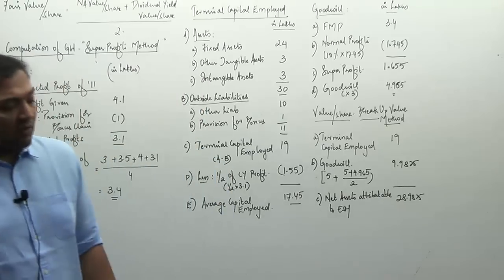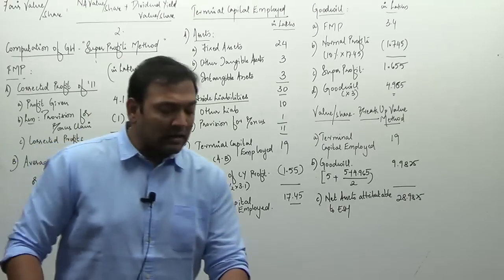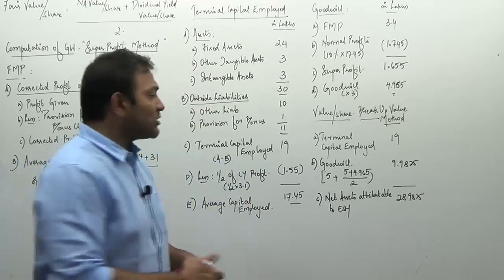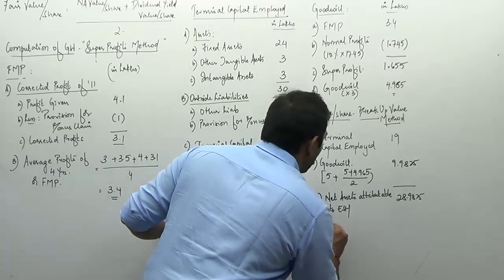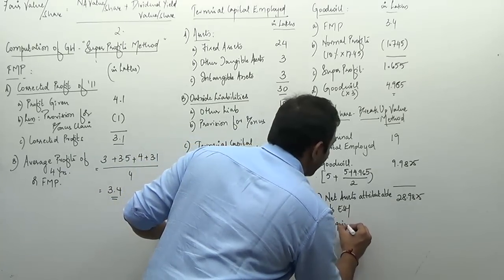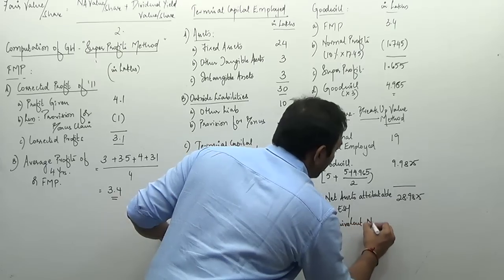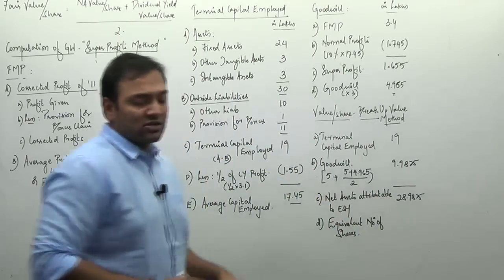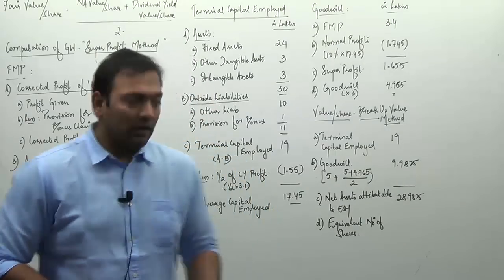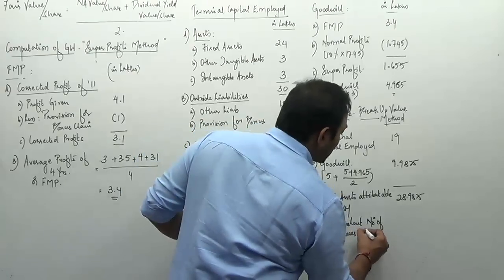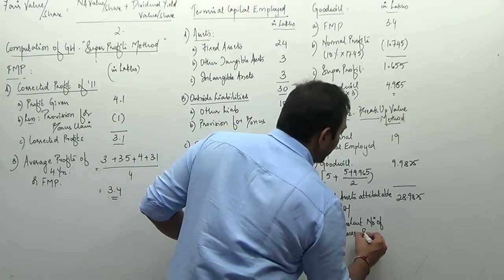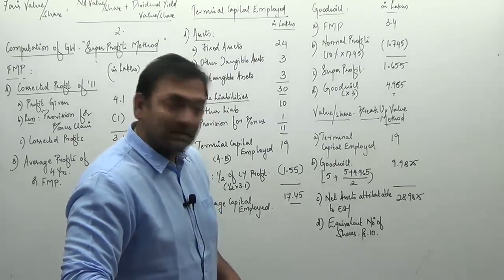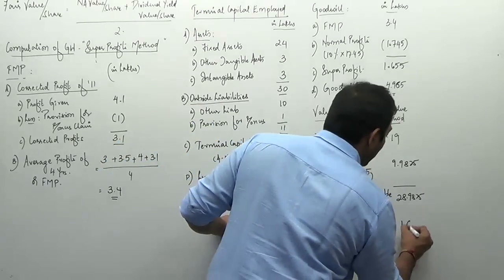Divided by number of shares. How will you get number of shares here? There are no partly paid shares. Both are fully paid shares, but it is 10 rupees and 6 rupees, different nominal value. So I'll get equivalent number of shares. How do you get equivalent number of shares? Total paid up value divided by anything. Number of equivalent shares of rupees 10 each, I'm calculating. Then divided by 10. What is the total paid up value? 10 plus 6, 16. 16 divided by 10 is 1.6.